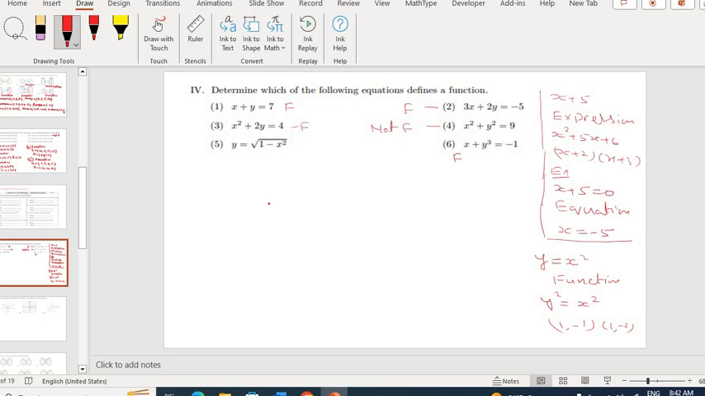But about this one, I am going to solve it. Can I write question number 5? y square is equal to 1 minus x square? Yes. So it means that degree is 2, so it is not a function.